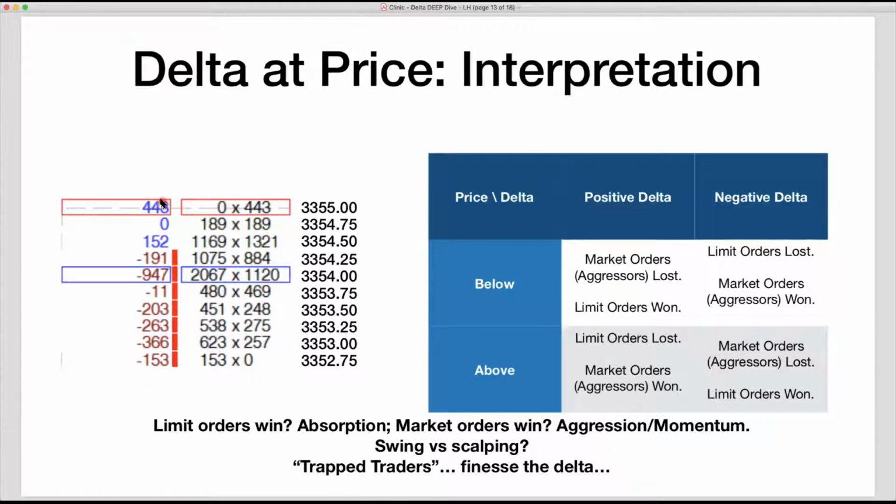When the aggressors, the market orders, have got this wrong, the jargon for this is absorption. The passive orders have absorbed all of the aggressive trading. All of this aggressive buying has been absorbed by passive selling. So limit orders have absorbed the market orders. There was more sell-side liquidity than aggressive buyers could consume. If the market orders are winning, we've got aggression in control, it's momentum.